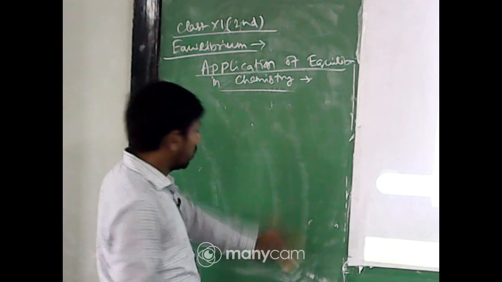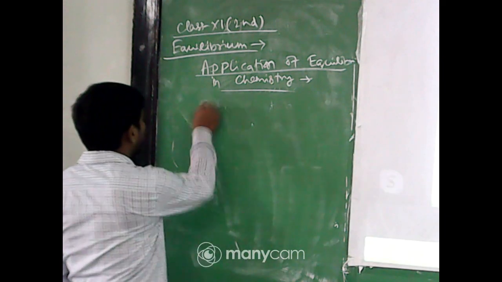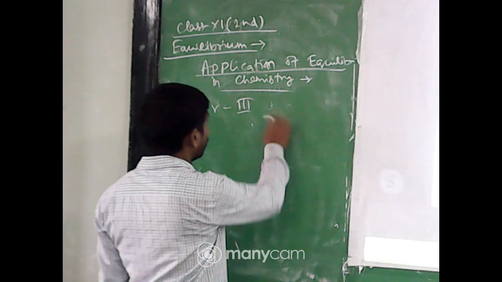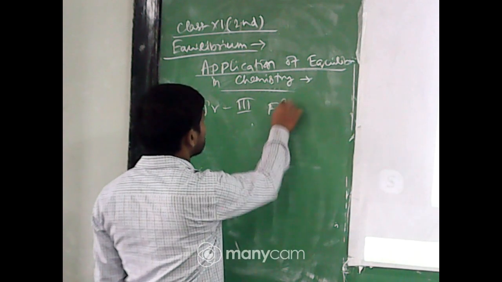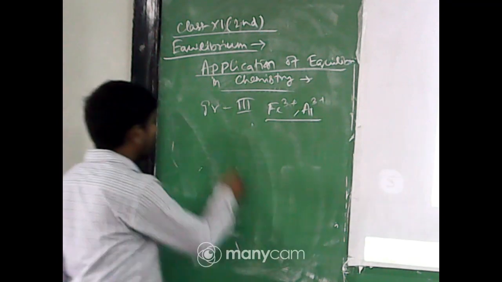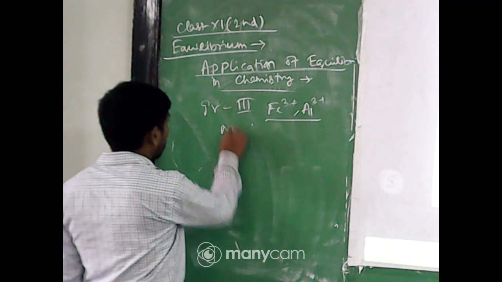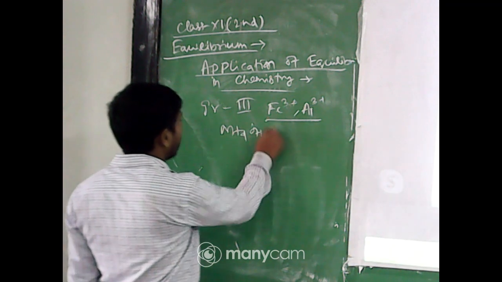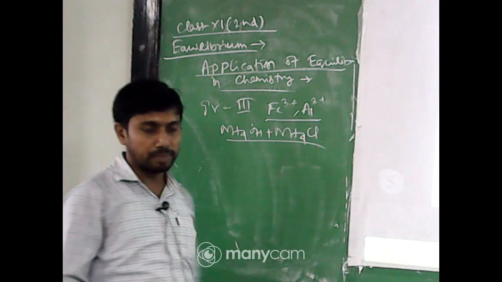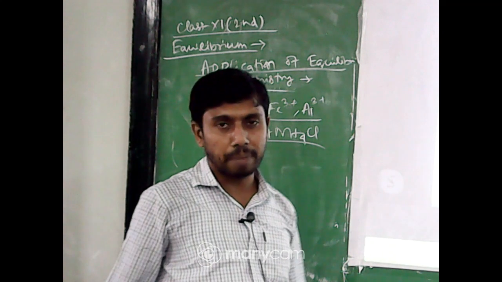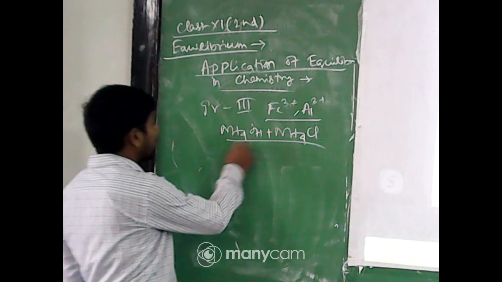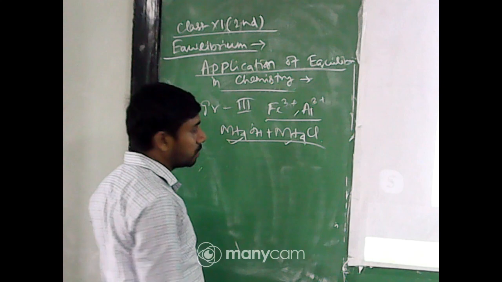First of all, in group 3, the cations we have to precipitate out are iron 3 plus and aluminium 3 plus. Here the medium taken is NH4OH plus NH4Cl. Before this, in group 2, H2S is passed. In group 3, NH4OH in presence of NH4Cl is used.